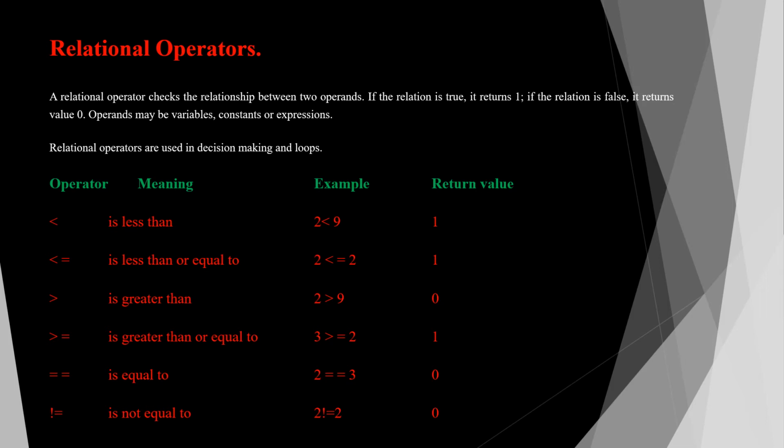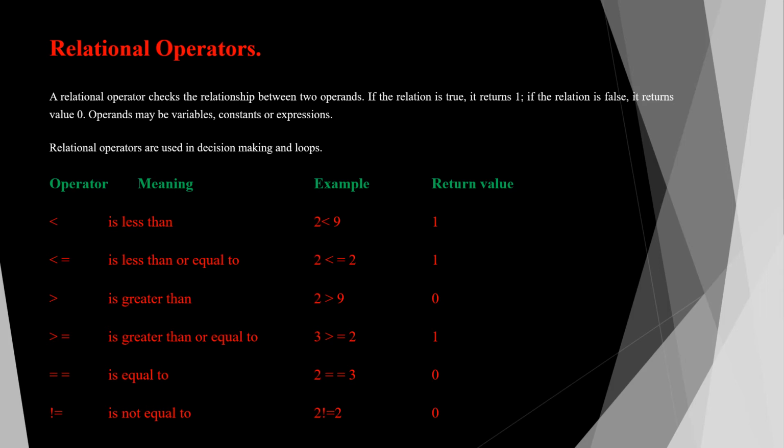The fourth operator is greater than or equal to. The example is 3 greater than or equal to 2. This condition becomes true because the first operand is greater than or equal to the second operand, so it returns the value 1.